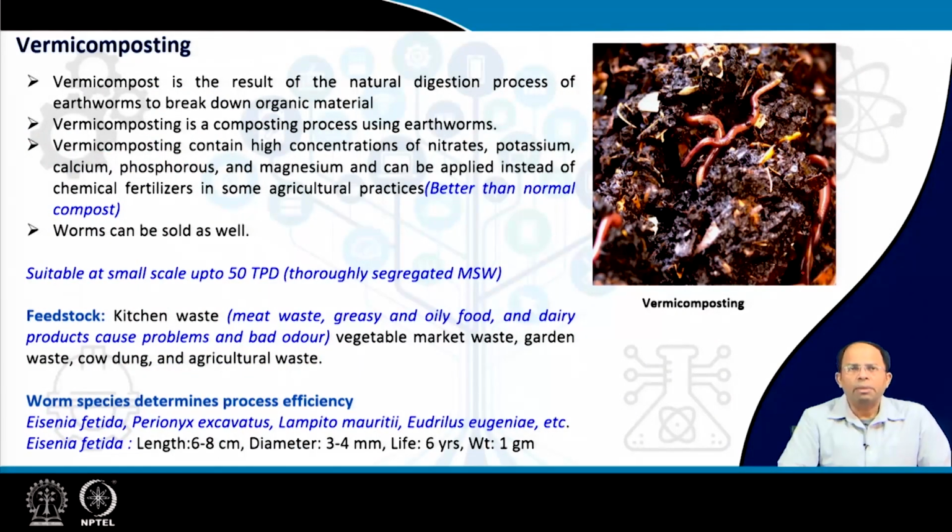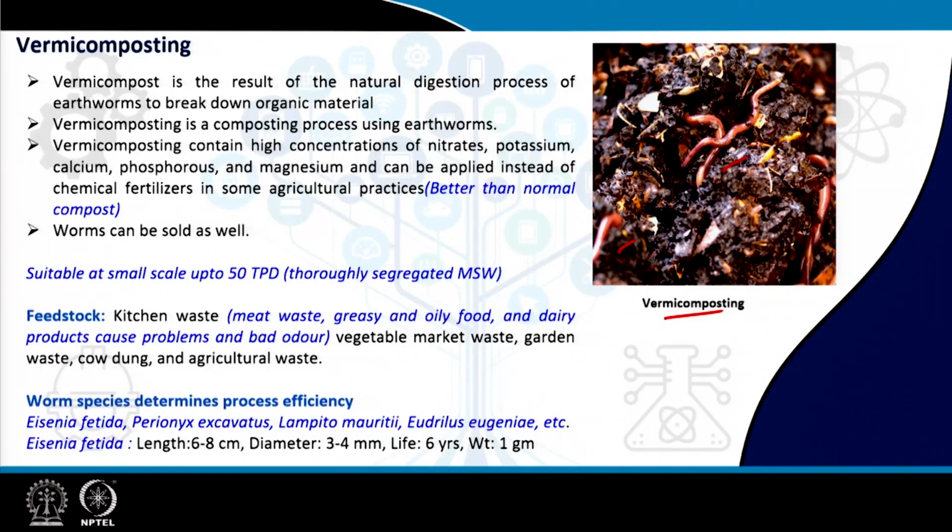Then we come to vermicomposting. This is one of the processes adopted particularly in decentralized systems, and these are usually small scale operations but could be large scale as well. As you can see, you can see the earthworms in the picture. These earthworms are the ones utilized for the composting process.